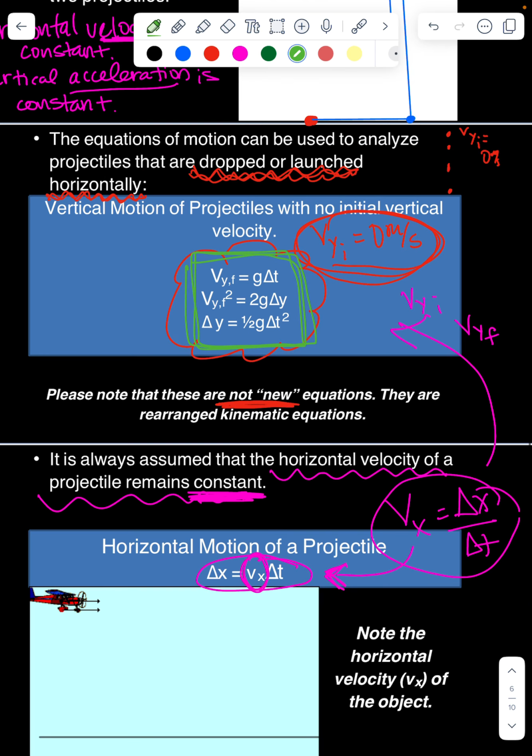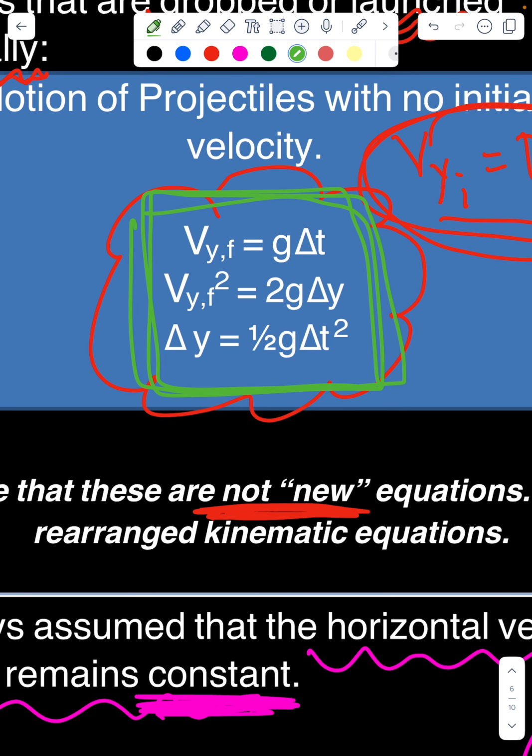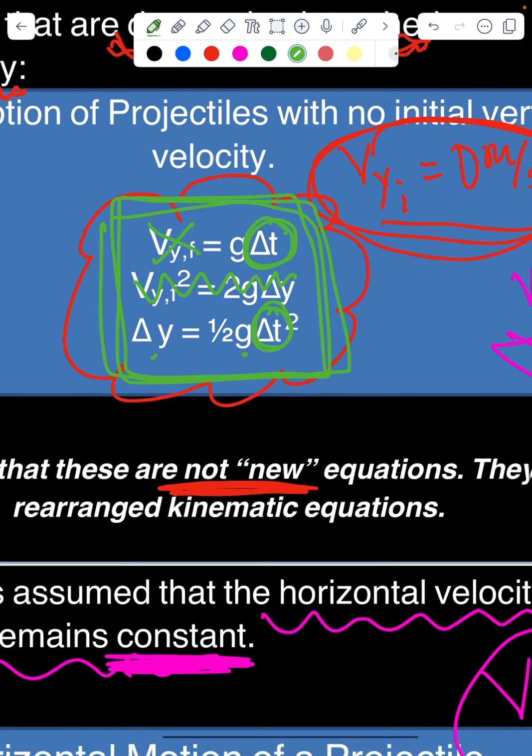So let's go up here and look at these. Vy final is equal to G times delta T. Well, we're solving for delta T. We know G, but we don't have our final velocity. The second one doesn't even have delta T in it. So the only one that we could use is the third one. Let's see if we can use it. We're solving for delta T, we have G, and look, we have delta Y. So let's use that last one.